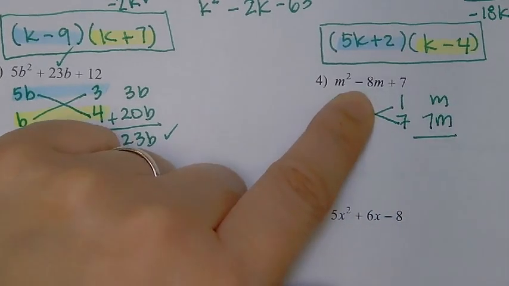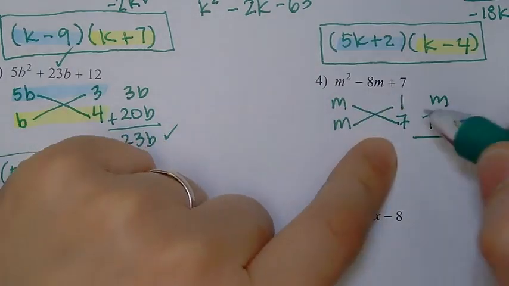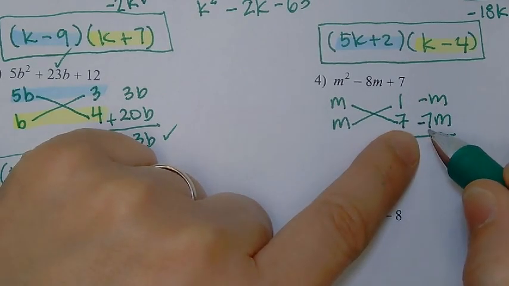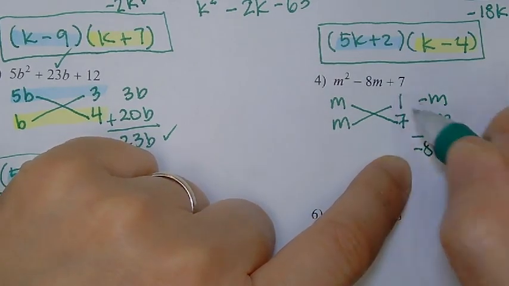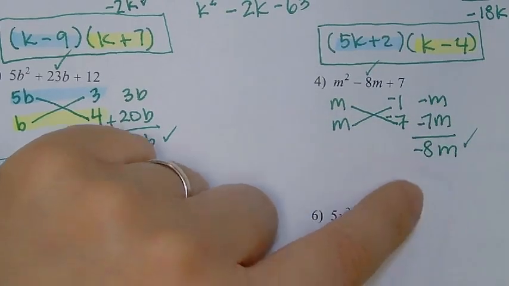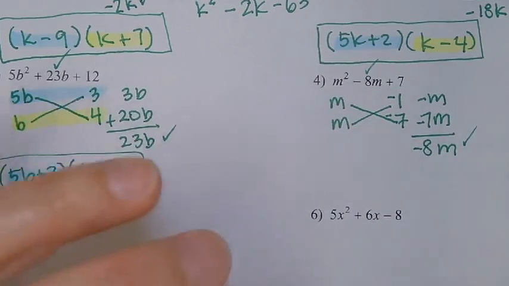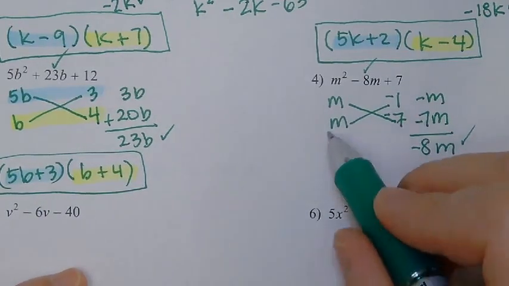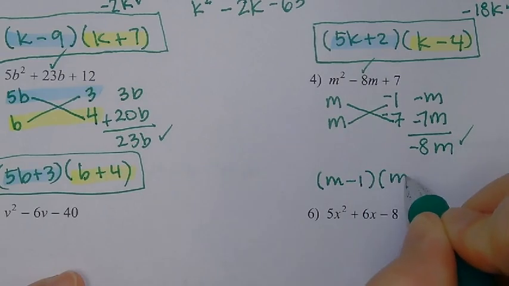Now, I need it to be negative 8m, but it also has to multiply to be positive. The only way we can do that is if both of them are negative, right? So negative m plus negative 7m is going to be negative 8m. So I'm going to have to make both of these negative. I always like to put the negatives in last because it helps me to think about it easier, instead of, oh, which one has to be negative? I just can't do that in the very beginning. All right, so we're good to go. So we're going to go m minus 1 times m minus 7.